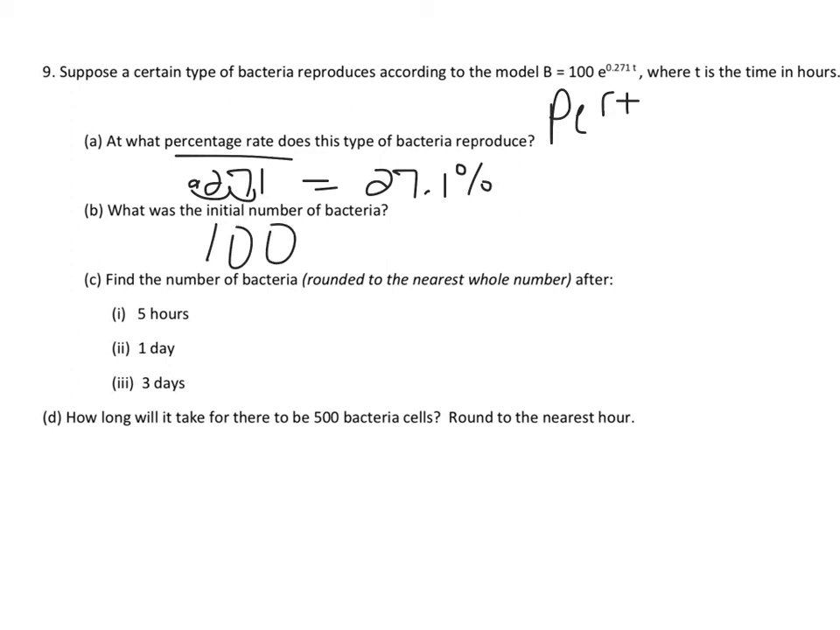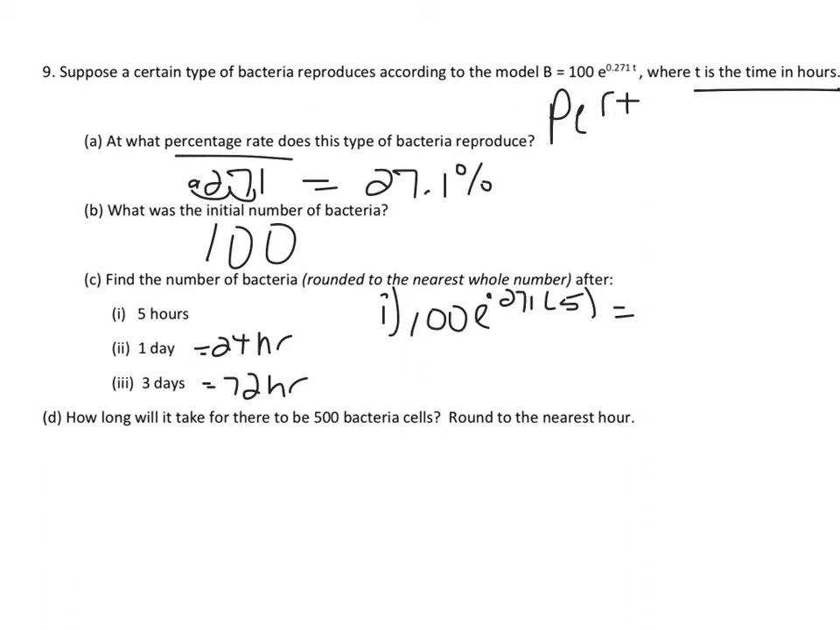The initial number of bacteria is 100, because that's the P value. They want you to find 5 hours, one day, and 3 days. Now, be careful. This is T in hours, so we're going to change this to 24 hours, and we're going to change this to 72 hours, so that when I type this in, I get the right answer. So for 1, I'm going to do 100e to the 0.271 times 5 in the exponent. They want you to round to the nearest whole number, so we're going to make sure we do that. When you type that in, you'll get 388.